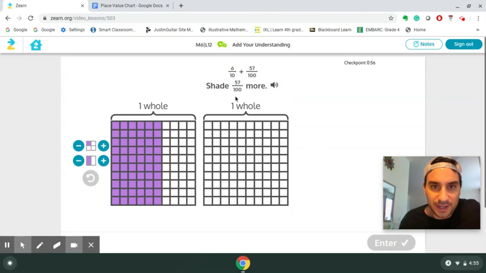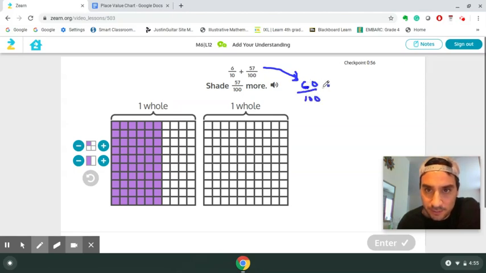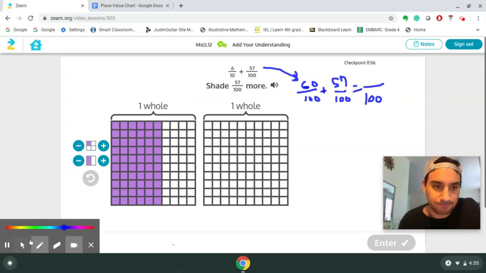All right, my friends. Now, our problem essentially changed to 60 hundredths plus 57 hundredths. Our denominators are the same. We have the same unit. So these are now out of hundredths. And what do I have to do here? What do you guys think?